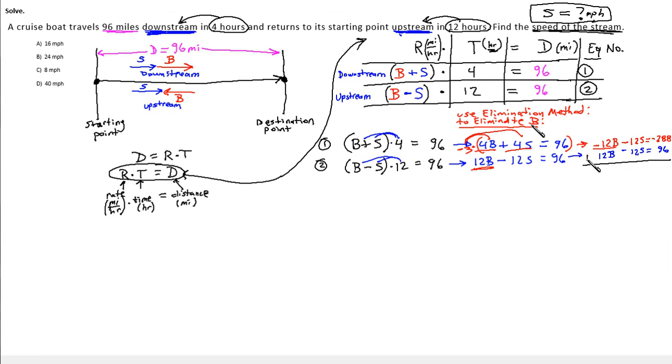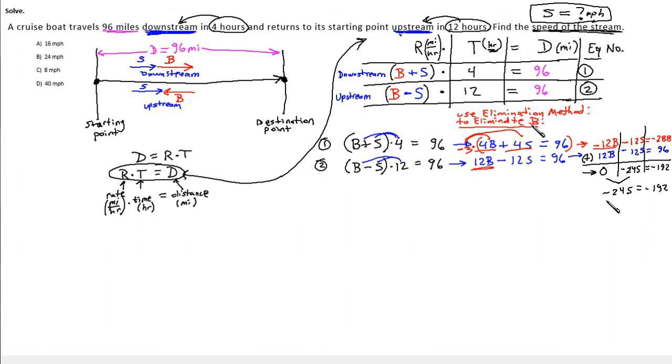Now, our goal to eliminate the b terms is just to add these two equations together. Notice that these are all lined up as like terms. So negative 12b plus 12b is 0. There's the elimination of the b terms. Negative 12s plus another negative 12s would be negative 24s. That equals, and we're going to go to our trusty calculator, negative 288 plus 96 equals negative 192. Now 0 minus 24s is negative 24s equals negative 192.